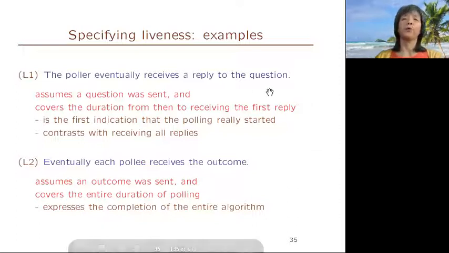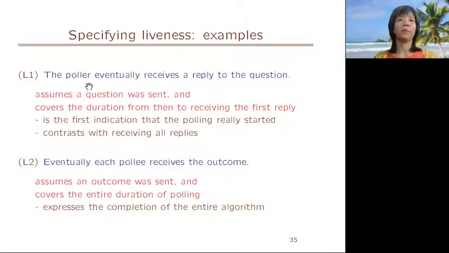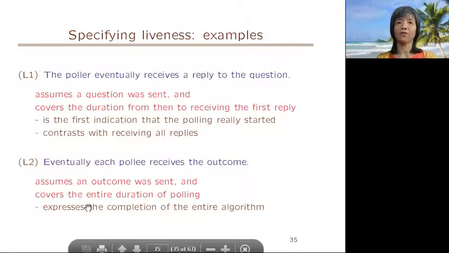And for liveness, we'll consider these two examples. L1: the poller eventually receives a reply to the question. This assumes the question was sent and covers the duration from then to receiving the first reply. Receiving a reply is the first indication that the polling really started. We use this example to contrast the previous safety property that receives all replies. The second liveness property, L2: eventually each poller receives the outcome. This assumes an outcome was sent and covers the entire duration of polling. So this expresses the completion of the entire algorithm.